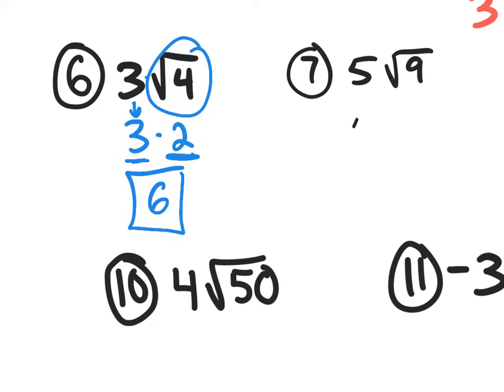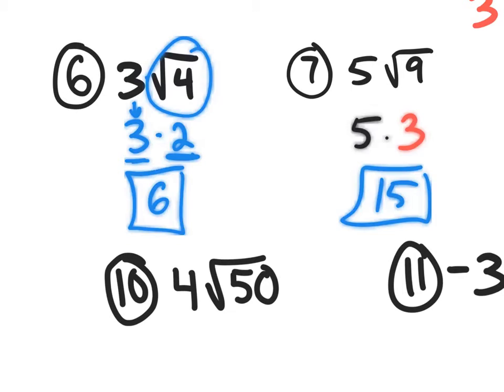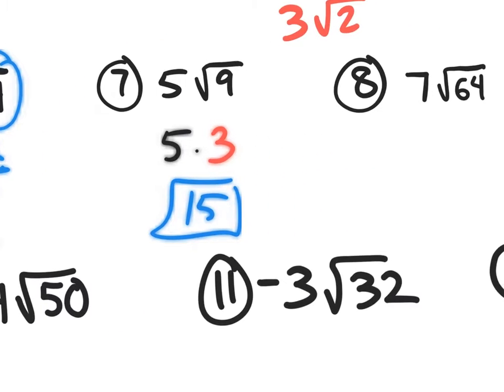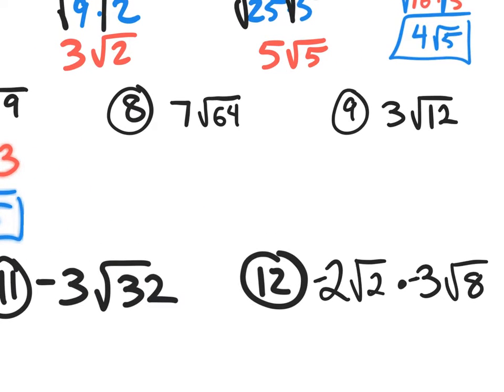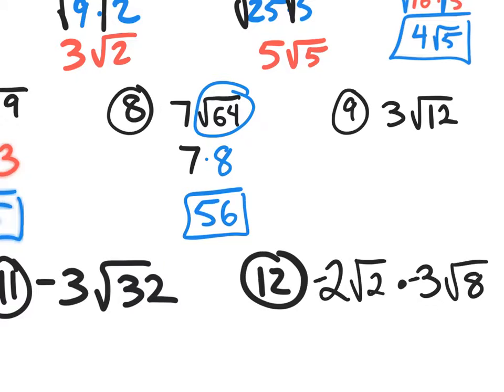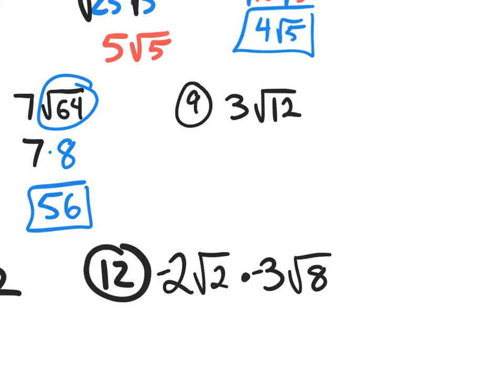Over here, same thing. Bring down the 5, and then the square root of 9 is really 3. So the answer is 15. 5 times 3, 15. The nice, beautiful number 15. Number 8. We really have the 7 on the outside. You're going to bring that down. And then square root of 64, this right here is square root of 64, that's really 8. So you really have 7 times 8, so the answer is 56. Moving on to number 9.